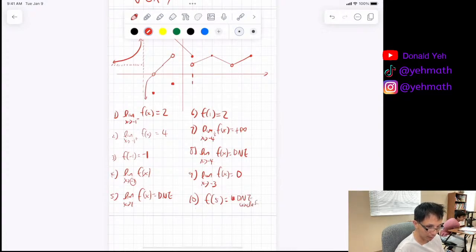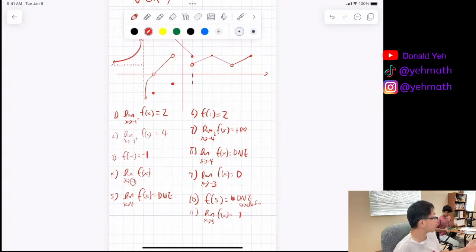Either one is fine. Now, what happens if I ask you for the limit as x approaches 5? And didn't this confuse the heck out of people? What happens to the limit as x approaches 5? That'll be 1, because the limit does exist, but the evaluation is not defined, because it's an open circle, and there's no evaluation. Do you see why this can cause confusion for a lot of you guys?